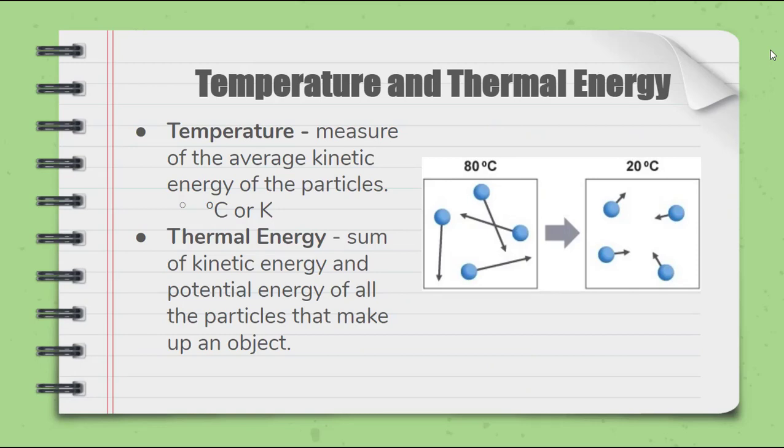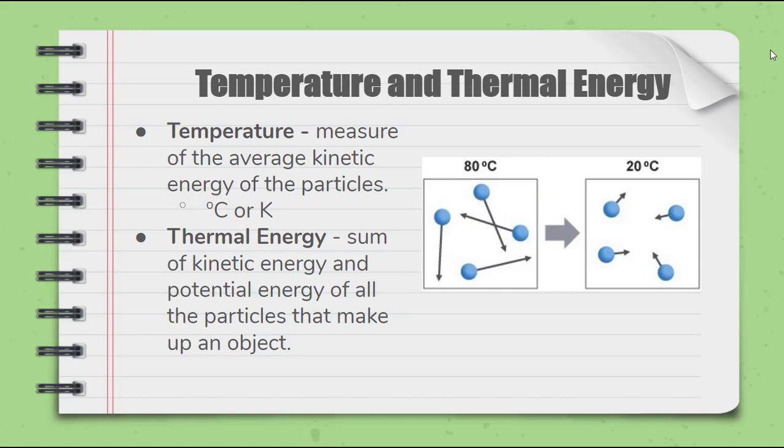Temperature is simply a measure of the kinetic energy of the particles, and we typically use this in science as degrees Celsius or Kelvin. One thing to keep in mind is that temperature is not heat. Heat is the transfer of energy from one object to another. Temperature is the measure of the average kinetic energy of the particles, so as a result, if there is more energy, the particles are moving at a faster rate.